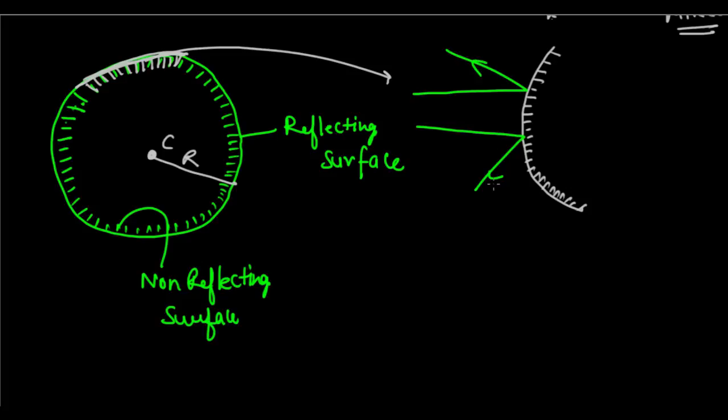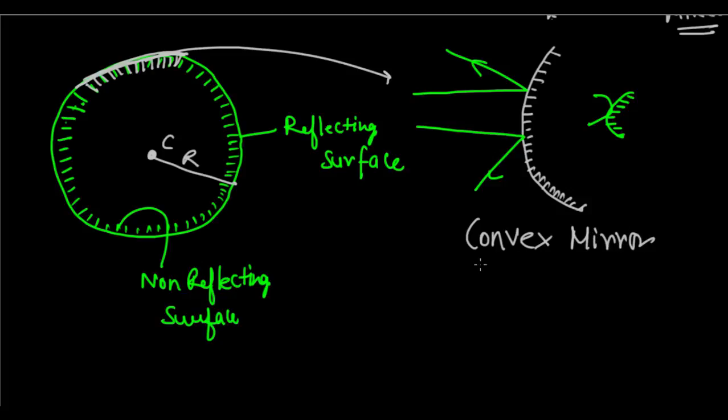So now you can see here that the inner part is non-reflecting, the outer part is reflecting. And it looks like half of an X. Now you can see this is an X, so this looks like half of an X. Such a mirror where the outer surface is reflecting and the inner surface is non-reflecting is called a convex mirror.